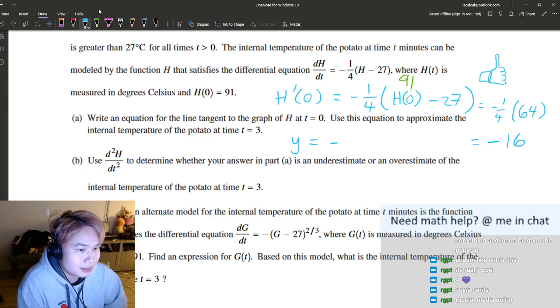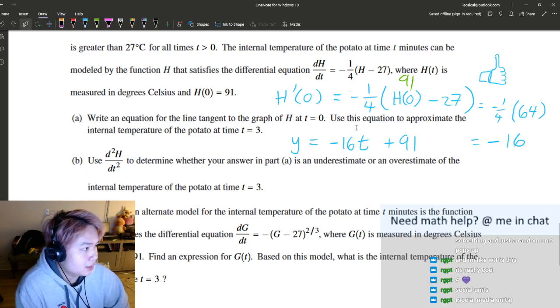to negative 16t plus 91. So this is in slope-intercept form, and I know the intercept because it's at t equals 0. So t0 is 91. So there you go.